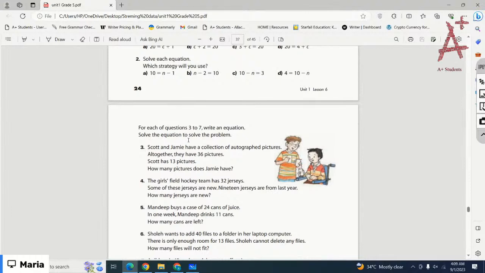Okay, Scott and Jamie have a collection of autographed pictures, right? Altogether, they have 36 pictures. Scott has 13 pictures. How many pictures does Jamie have? First of all, you have to write down the equation, then you have to solve.